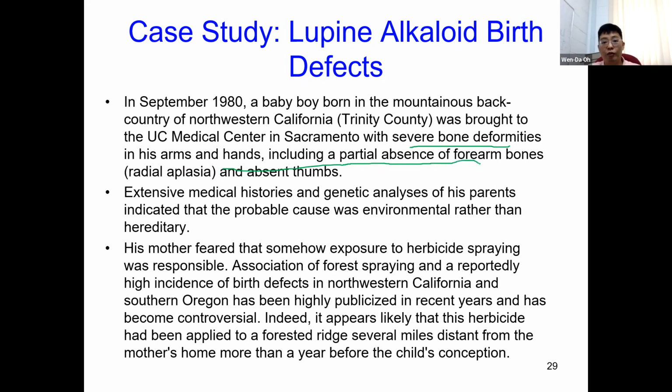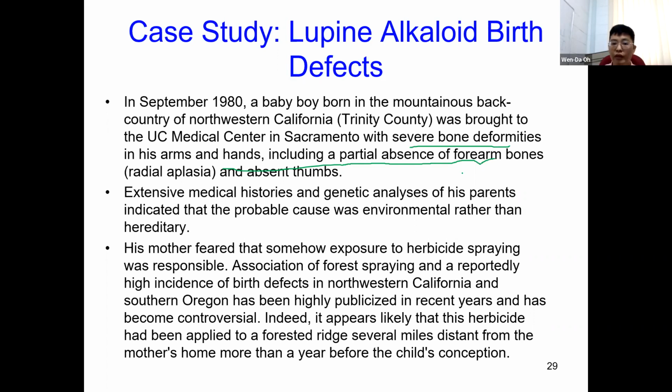Like for example, these forearm bones, right? So a baby was born with these defects, and after that, the doctor started to investigate. This kind of effect can be due to many reasons, like genetics, and sometimes it's due to the environment, right? So the doctor did some extensive investigation and found that genetics is not the factor, right?